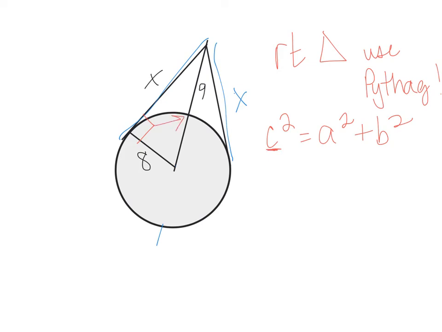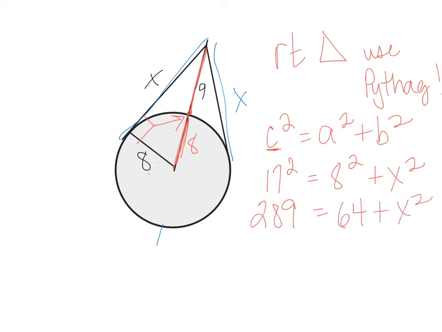So that one, oh well, it only says it's 9 to here. But I know that the radius is 8. So 9 plus 8 is 17. Okay, and then my a and b can be either one of the other legs. So we'll just say 8 squared plus x squared. Okay, 17 squared is the same thing as 17 times 17, that's 289, equals 8 times 8 is 64.